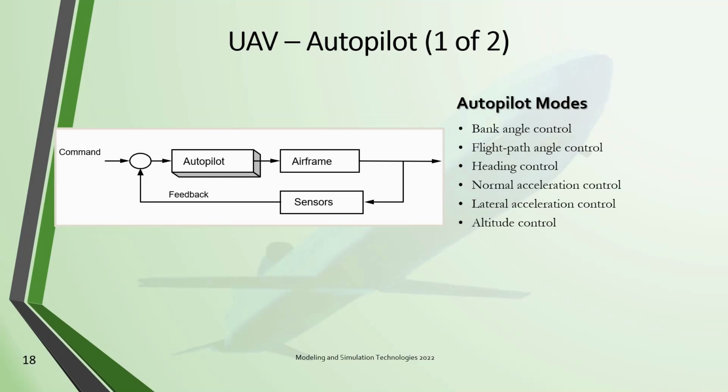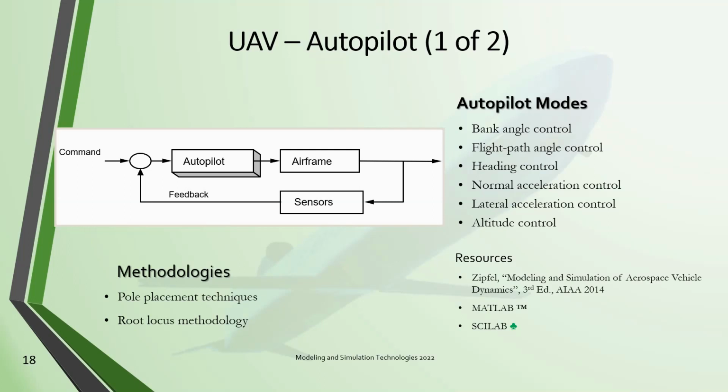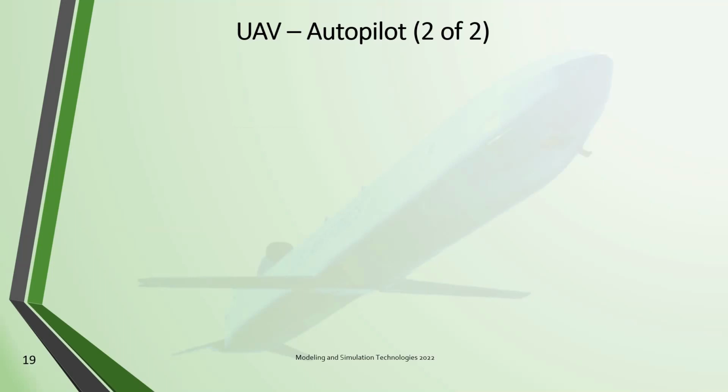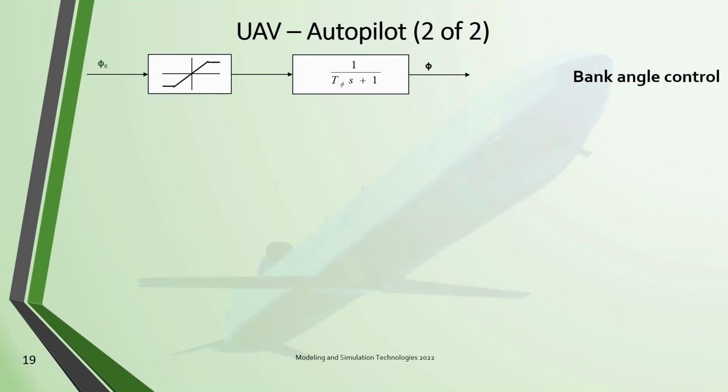Bank angle control, flight path angle control, heading control, normal and lateral acceleration control, and altitude control. He will use MATLAB or Scilab to design the autopilot using methodologies like pole placement techniques or the root locus methodology. So let's look at some of these autopilot options. Here we have bank angle control.